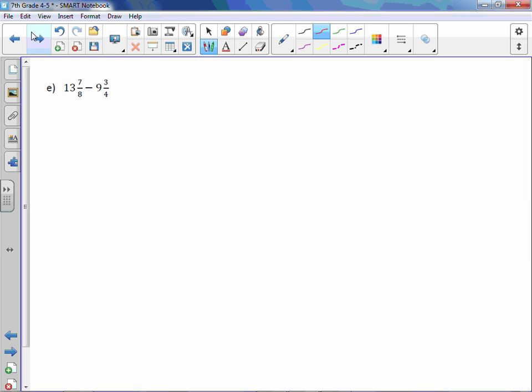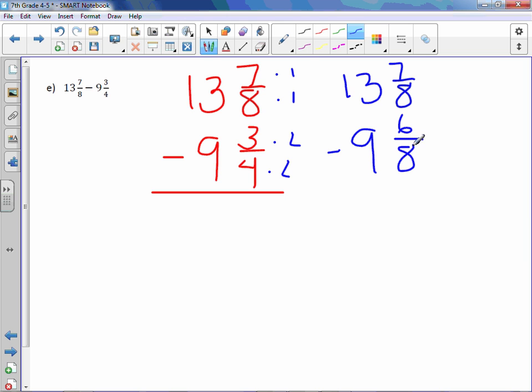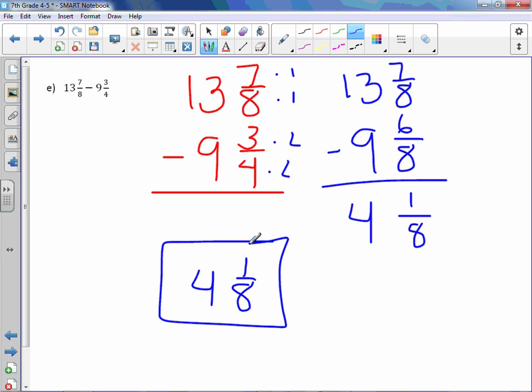Letter E. 13 and 7/8 minus 9 and 3/4. Common denominator is 8. Multiply your first fraction by 1, your second fraction by 2. You get 13 and 7/8 minus 9 and 6/8. 7/8 minus 6/8 is 1/8. And 13 minus 9 is 4. No need to reduce. Our difference is 4 and 1/8.